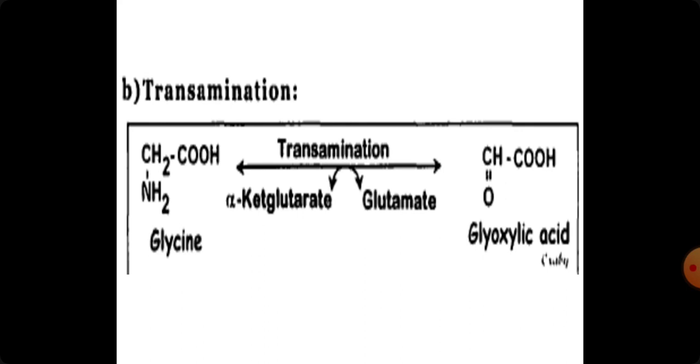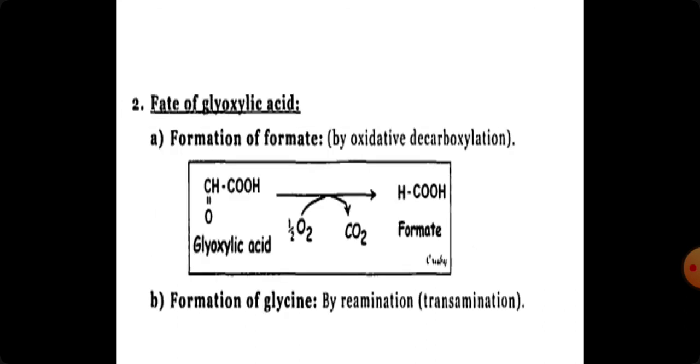The next pathway of conversion of glycine to glyoxylic acid is transamination. Transamination is the transfer of an amino group from an amino acid to a keto acid, thereby converting the amino acid into a keto acid and the keto acid into an amino acid. So the amino acid glycine gives away its amino group and gets converted into a keto acid, that is glyoxylic acid, whereas alpha ketoglutarate accepts that amino group and gets converted into glutamate. The enzyme is transaminase and the coenzyme is PLP.